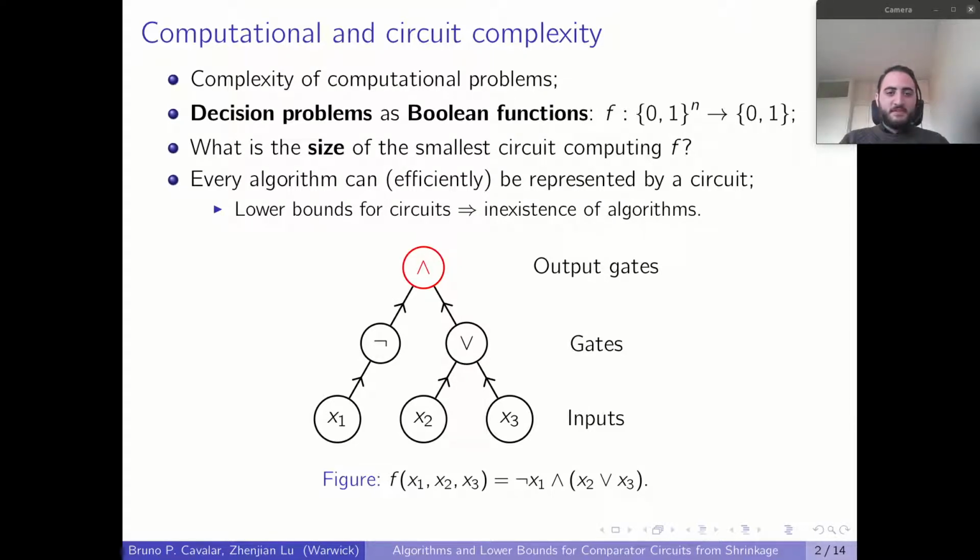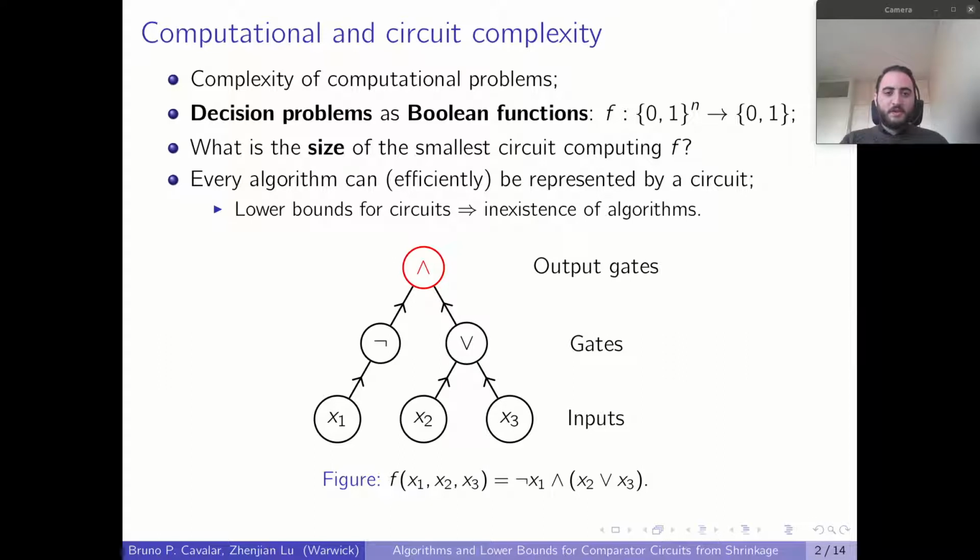And one way of studying the complexity of Boolean functions is by means of circuits. So as you see in this picture, a circuit is a directed acyclic graph in which the sources are labeled with inputs and the other vertices are labeled with the logical operations and are called gates. And one of the gates is singled out to be the output gate, the only vertex that is a sink in the directed acyclic graph.